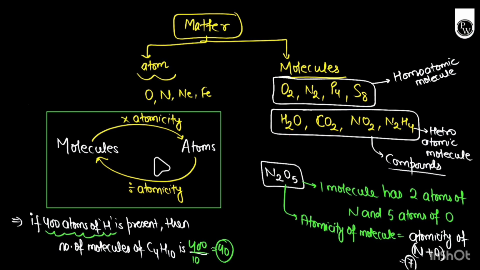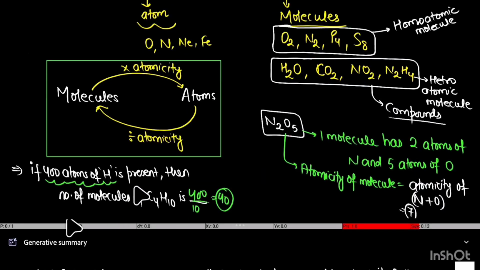So if we need to find out the atoms, we have to multiply the molecules by atomicity, and if we have to find out the molecules, then we have to divide the atoms by atomicity, right? So if 400 atoms of hydrogen are present, then the number of molecules of C4 is 10, that will be 400 upon 10, which will be 40 here, right?